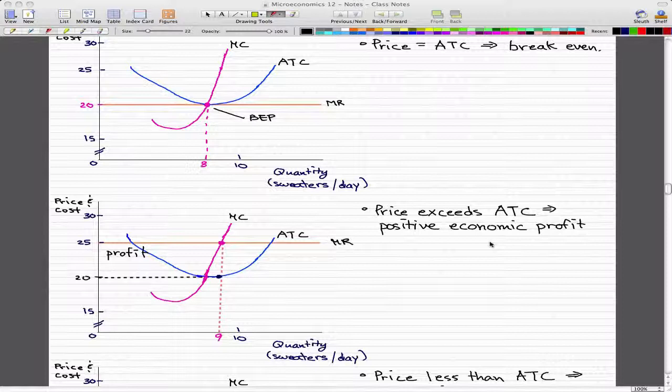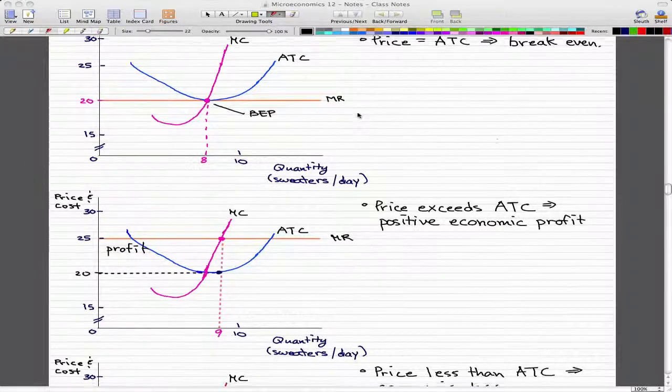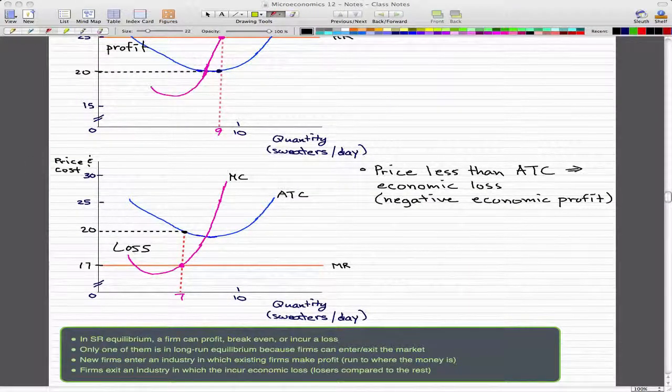Our total cost of producing sweaters in this case is actually less than the price we're selling it for. So what that means is we're making profit. Now in the opposite situation, the price is less than the average total cost curve. And in this case, it's economic loss, or negative economic profit. The price we are selling these sweaters for is less than the average total cost we are making them for, and therefore we are incurring a loss in the end.